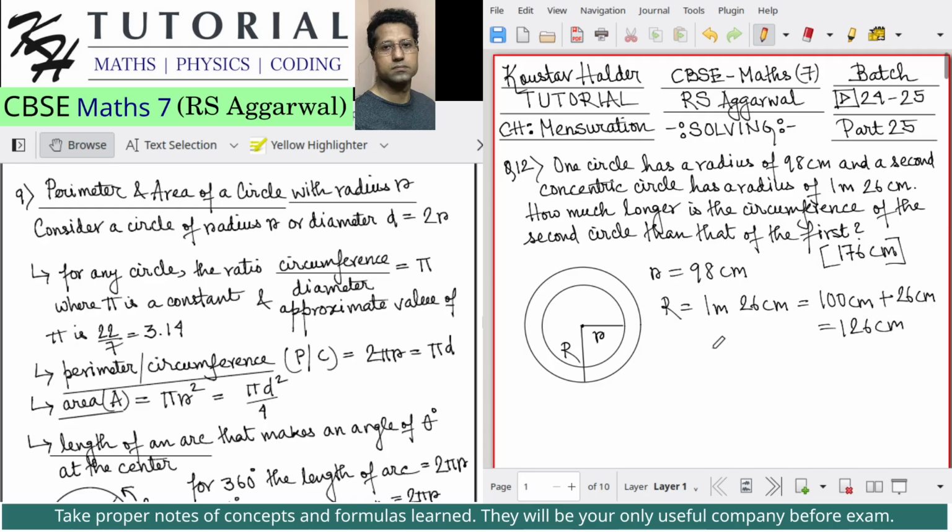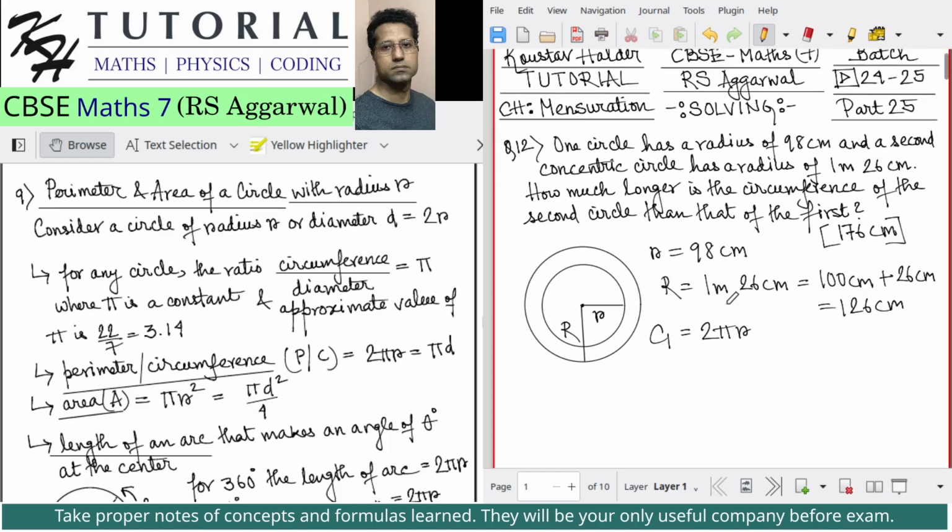Okay. So now circumference, let's say I am denoting C1 as the circumference of the first circle. We know the formula of circumference is 2 pi r, where r is the radius. So it will be 2 pi small r, because I have denoted small r as the radius of the first circle, that is the smaller circle. And let's say C2 be the circumference of the second circle, so it will be 2 pi capital R.